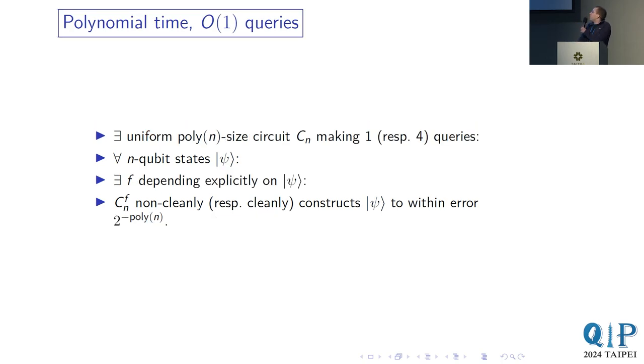So in this paper, I give an algorithm that solves all of these problems, runs in polynomial time with a constant number of queries. Specifically, it's going to be one query for a non-clean construction of an arbitrary state, or four queries for a clean construction. And furthermore, this has the property that the function f that we query to construct a state psi is going to be defined explicitly given the description of the state psi.